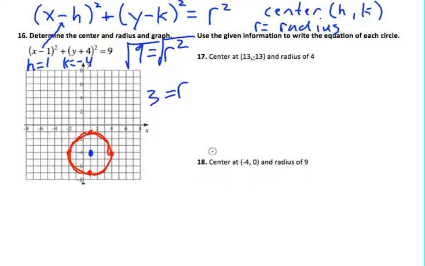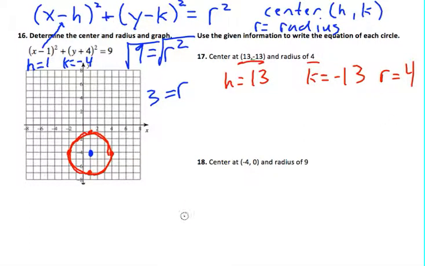Okay. Let's look at 17 and 18. We're still going to be using our equation of a circle. This time we're just going to write the equation using a center and using a radius of 4. So let's just go ahead and label these. 13, that first number, that's our h. Negative 13 is our k value. And then r is 4.